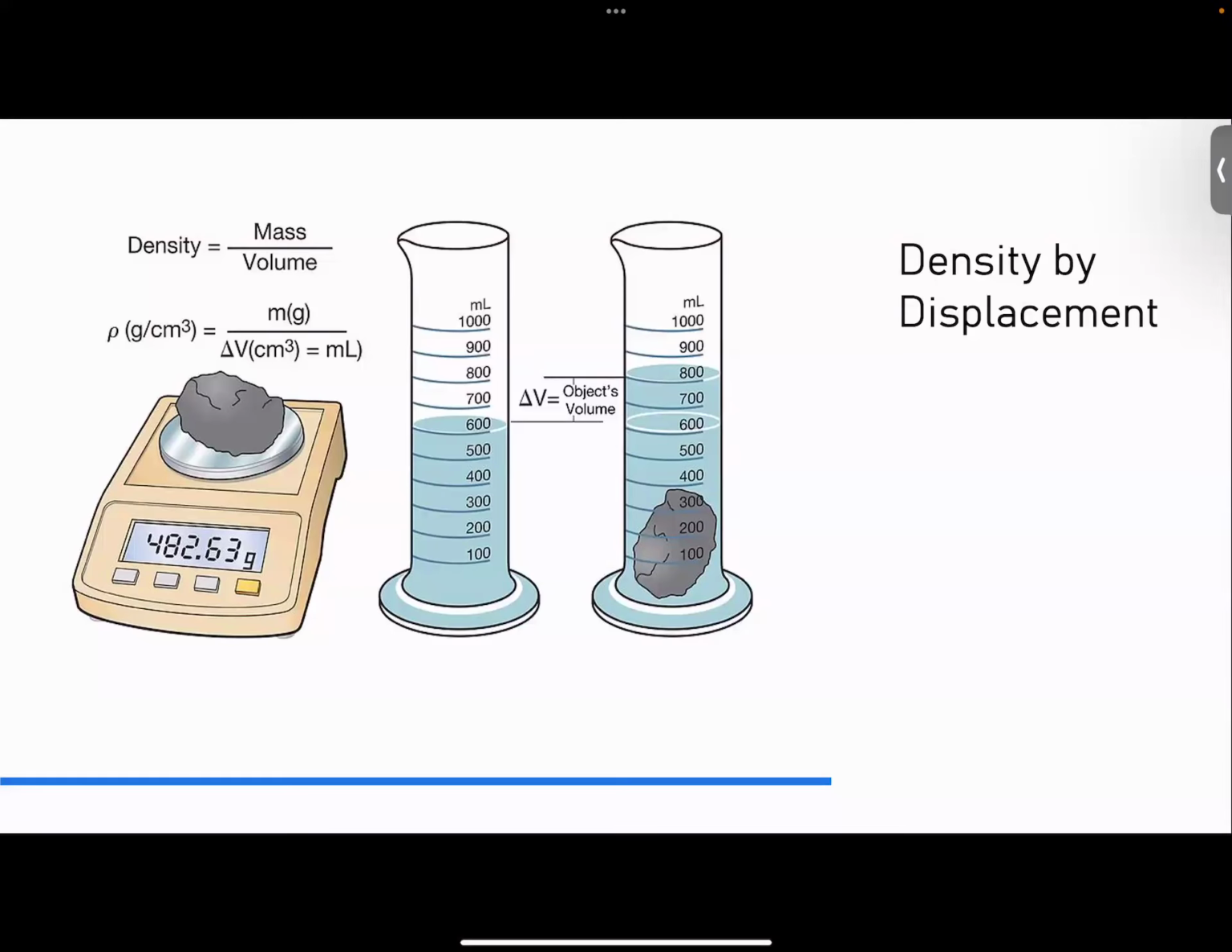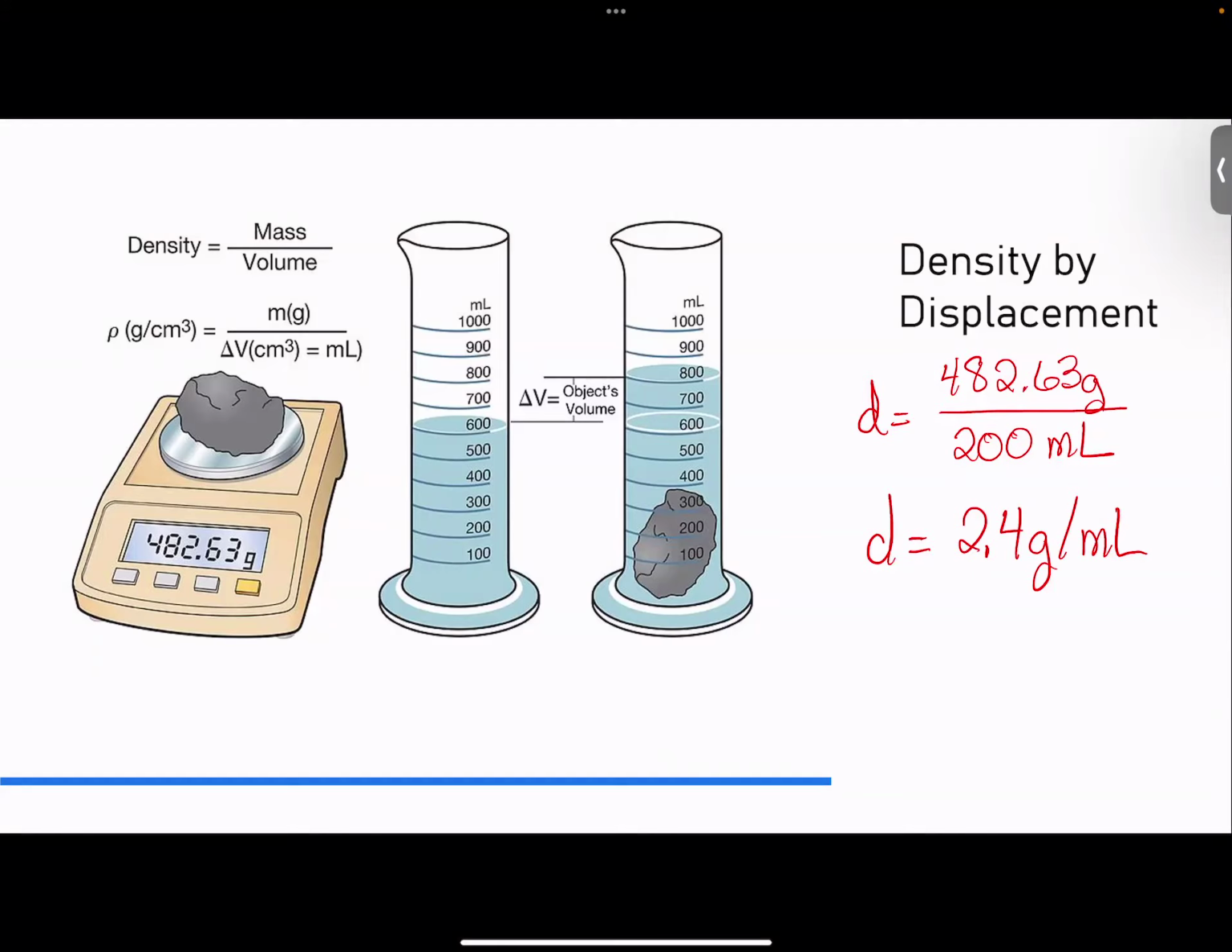Therefore, if I were to determine the density of this object, it would be the mass at 482.63 grams divided by 200 milliliters. Therefore, the density would come out to be 2.4 grams per milliliter.